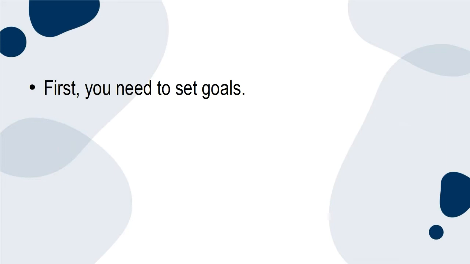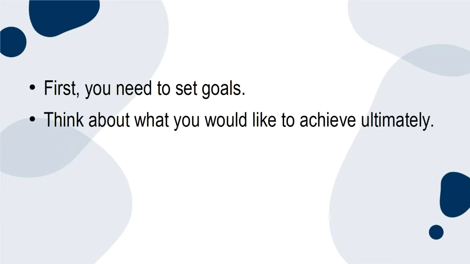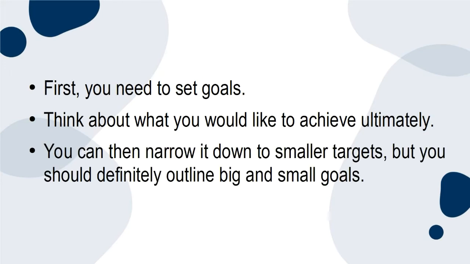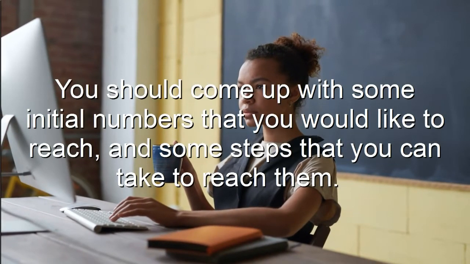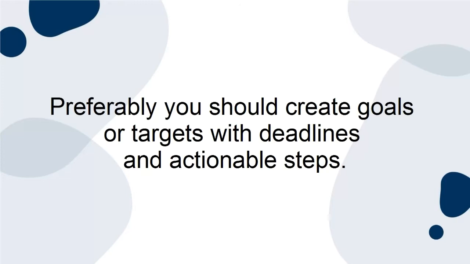First, you need to set goals. Think about what you would like to achieve ultimately. You can then narrow it down to smaller targets, but you should definitely outline big and small goals. A timeline could be an effective visual roadmap for where you want your brand to go and how your marketing can achieve this. You should come up with some initial numbers that you would like to reach and some steps that you can take to reach them. Preferably, you should create goals or targets with deadlines and actionable steps.